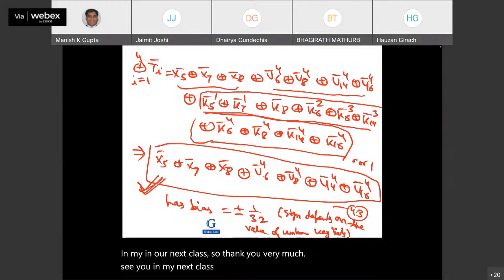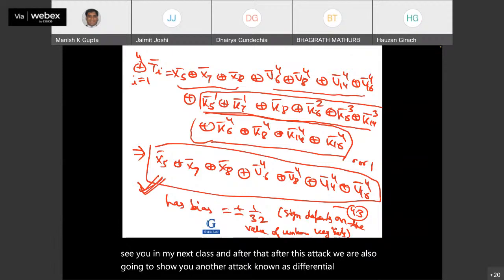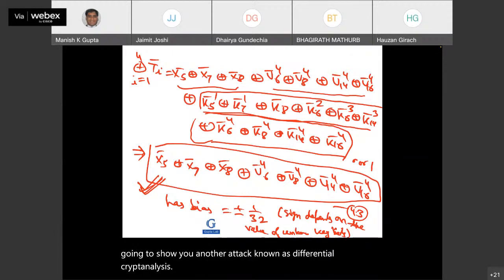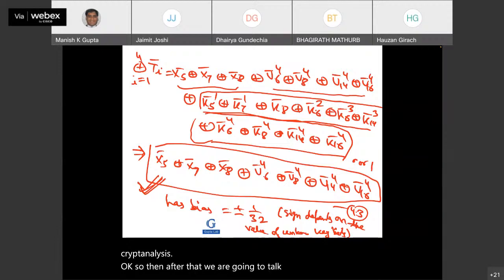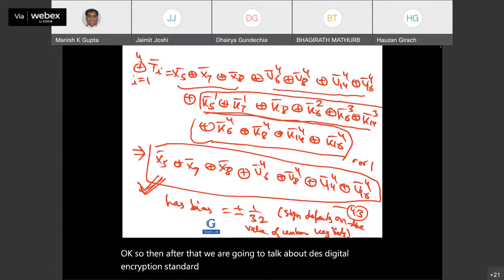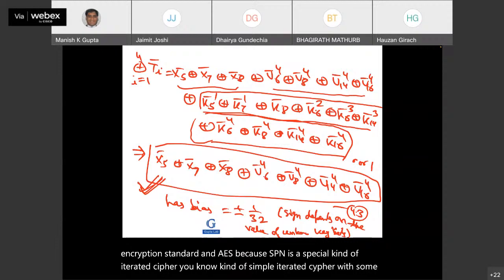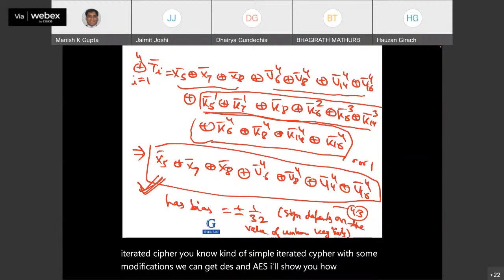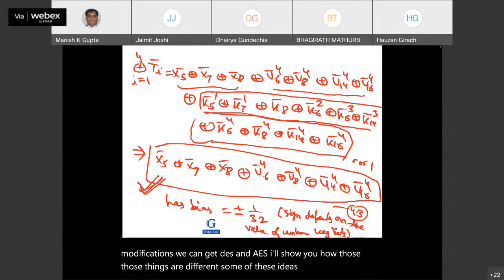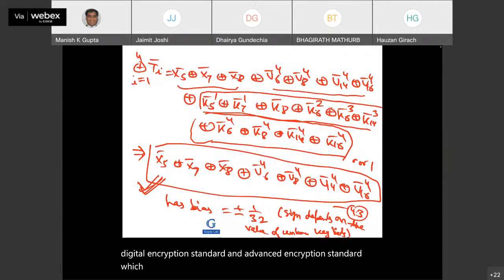And after this attack, we are also going to show you another attack known as differential cryptanalysis. Then after that, we are going to talk about DES, Data Encryption Standard, and AES, because SPN is a special kind of simple iterated cipher. With some modifications, we can get DES and AES. I'll show you how those things are different. Some of these ideas are used in the Data Encryption Standard and Advanced Encryption Standard, which are two popular cryptosystems that are widely used. So we are going to discuss those things in our next class.